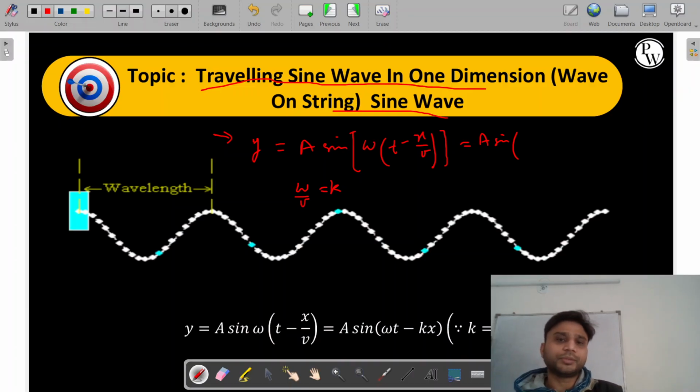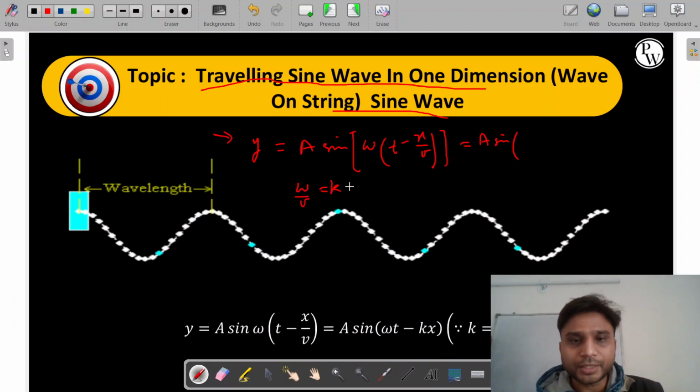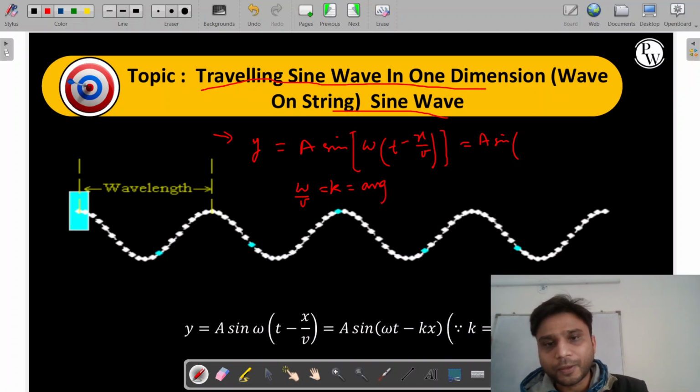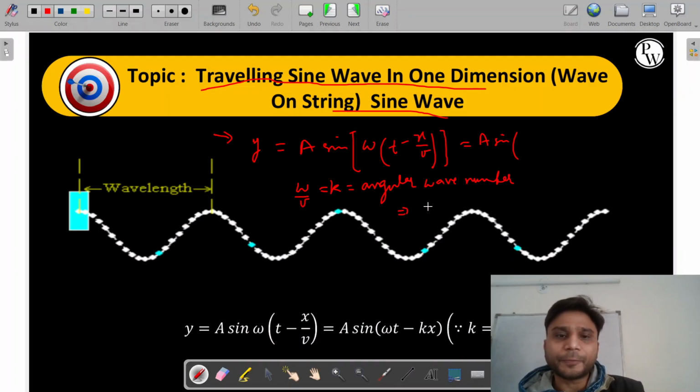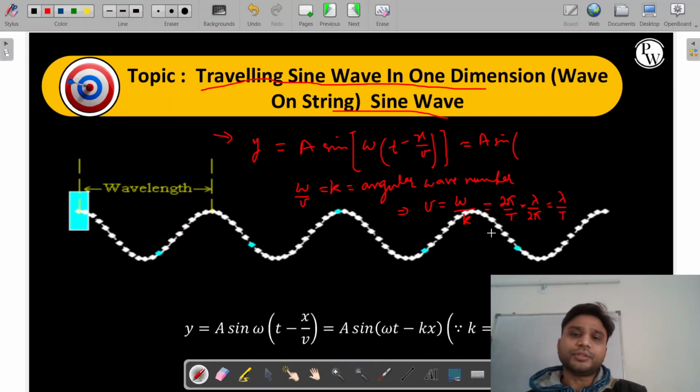We have a little bit more time, yes. So this is what is k. This is called angular wave number. So what we say is that v is equal to omega upon k, and 2 pi by T is equal to 2 pi by lambda times v. So lambda by T is equal to wave velocity.